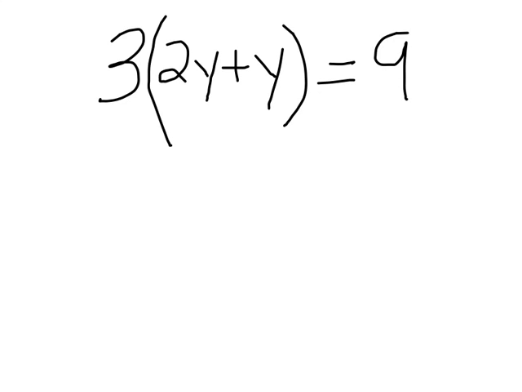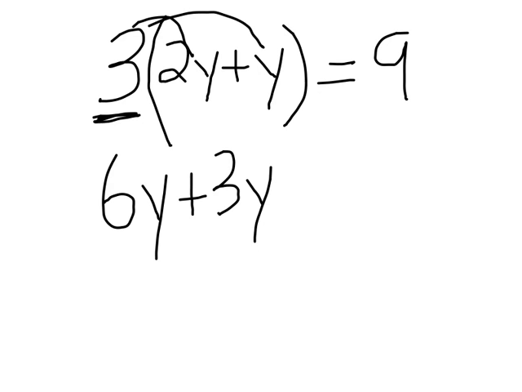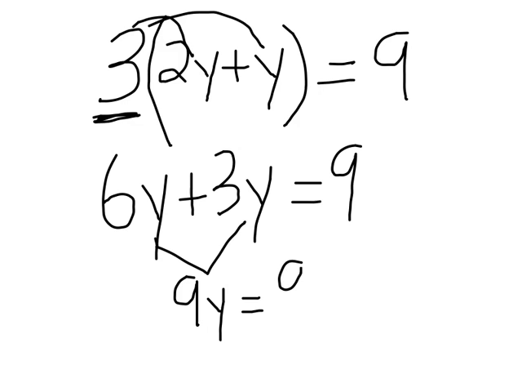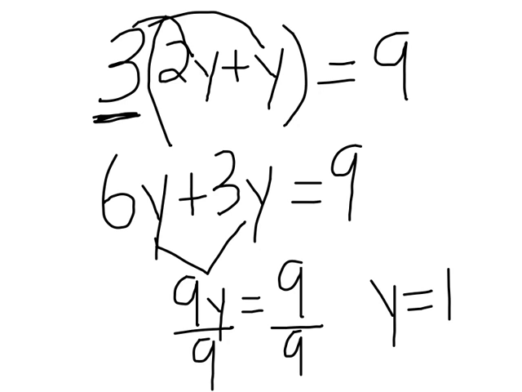All right, guys. On this one, I see that I'm going to have to distribute first. That means I'm going to multiply 3 by 2y and by y. So I'm going to get 6y plus 3y equals 9. 6y plus 3y combines to make 9y. And I'm going to divide by 9 and get positive 1.